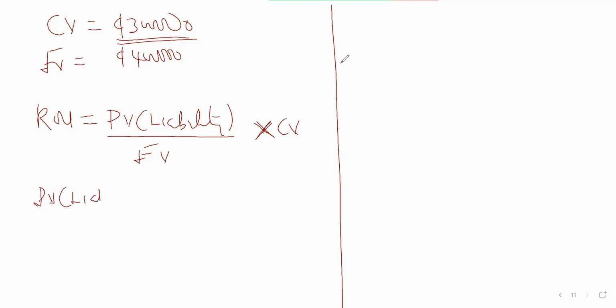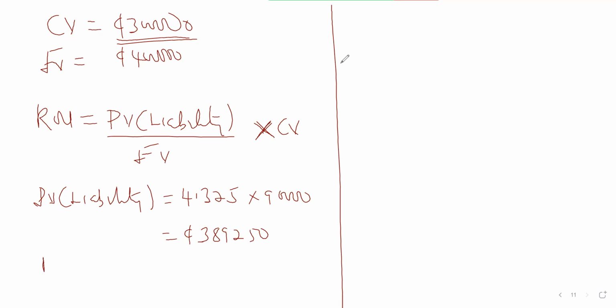So let's find the present value of the liability. The present value of the liability will be the 4.325, which is the annuity factor, multiplied by the rentals. The rentals are paid in arrears, so that will be 90,000. So our present value will be 4.325 times 90,000. I'm getting 389,250.